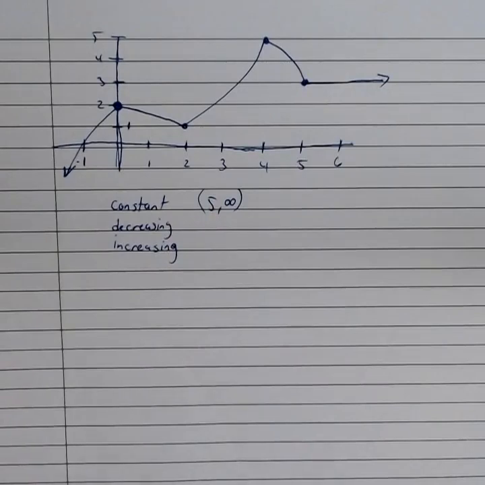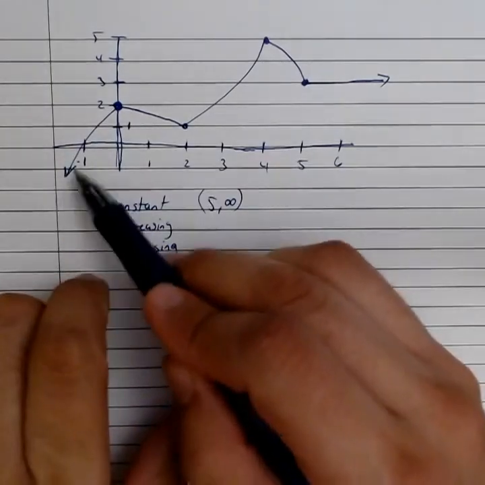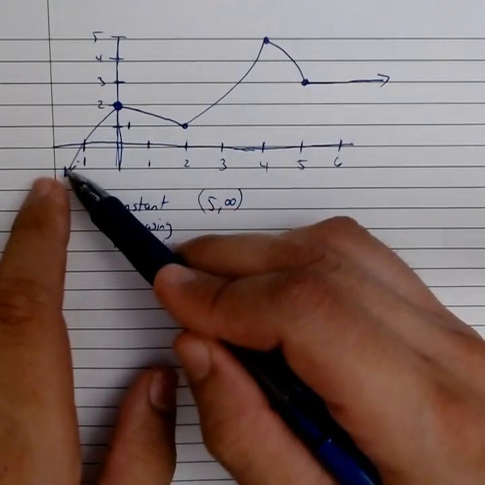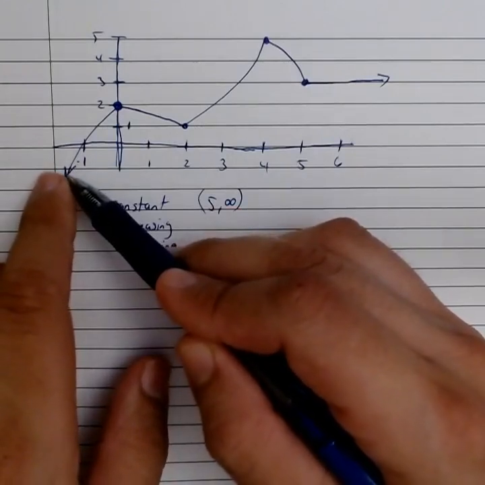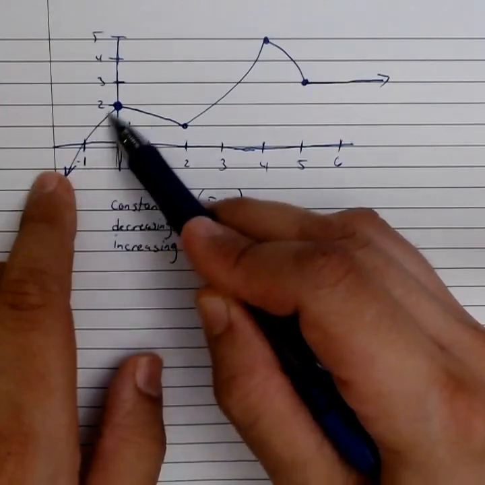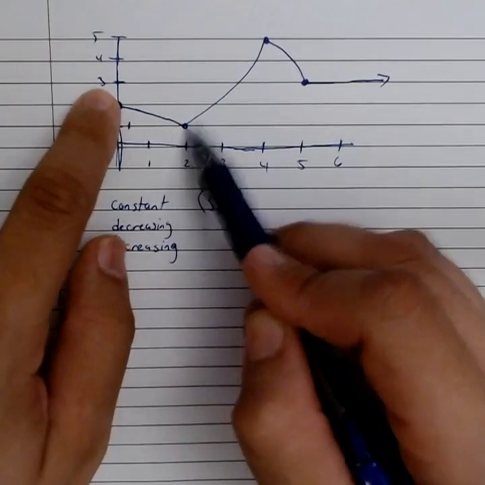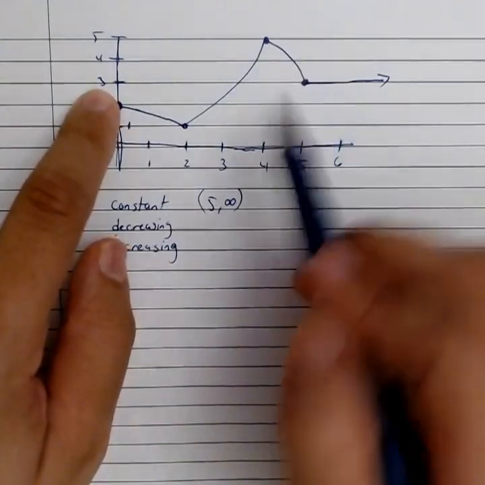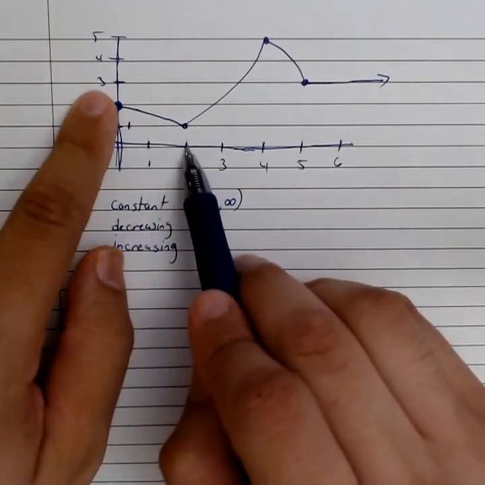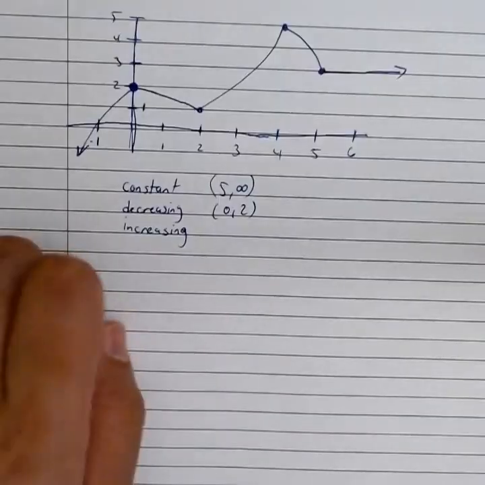Decreasing. Well, it's decreasing here and here. Remember, don't let the arrow fool you. Even though it's pointing down here, this is increasing because you always look at things from left to right. And if I follow this left to right, it's actually going up. So here, decreasing, that's going down, and that's going down. So this starts to decrease when the x value is 0, and it stops decreasing when the x value is 2. 0 to 2.